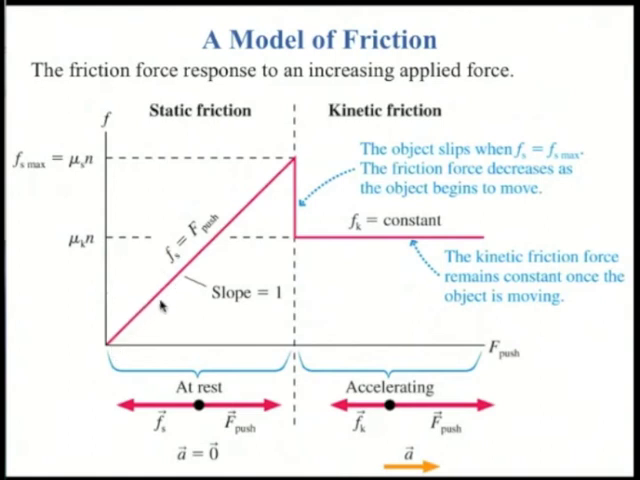Here are results of an experiment of pulling an object with a greater and greater pushing force and measuring the reaction friction. As long as the pushing force is less than the maximum static friction, there's a one-to-one relationship. As the pushing force increases, the static friction force responds and is the same until it gets to this maximum, then it suddenly drops down as the object starts moving. The object slips when Fs equals Fs max, and as the object moves, the kinetic friction force is constant. It no longer depends on the pushing force.